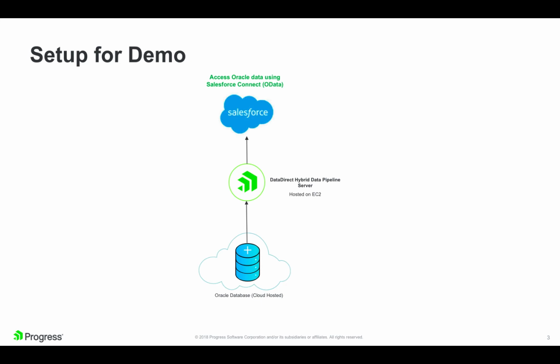To begin the demo, this slide reviews the architecture we will be working with. I have chosen to install the Hybrid Data Pipeline Server in Amazon EC2 and connect it directly with an Amazon RDS Oracle database. As I proceed through the demo, I will connect to the Hybrid Data Pipeline instance user interface to step you through connecting to the Oracle data source and exposing several tables via OData. I will then take you through configuring an external data source in Salesforce and creating a tab to be able to view or modify the Oracle resident data.